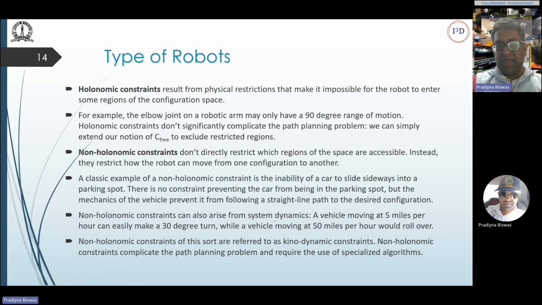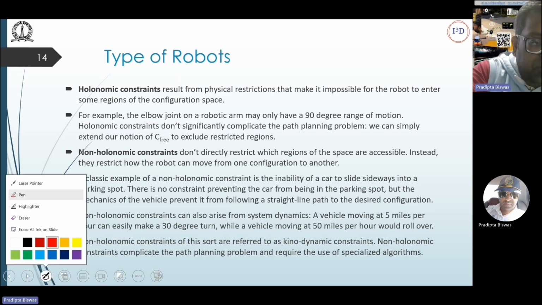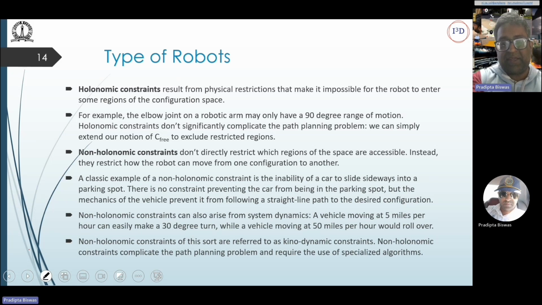So the best example is the inability of a car to slide sideways to a parking point. And it's often difficult to work with non-holonomic constraints because they can arise from the system dynamics. So, for example, a vehicle moving at 5 miles per hour can easily make a 30-degree turn, but cannot do that at a higher velocity.